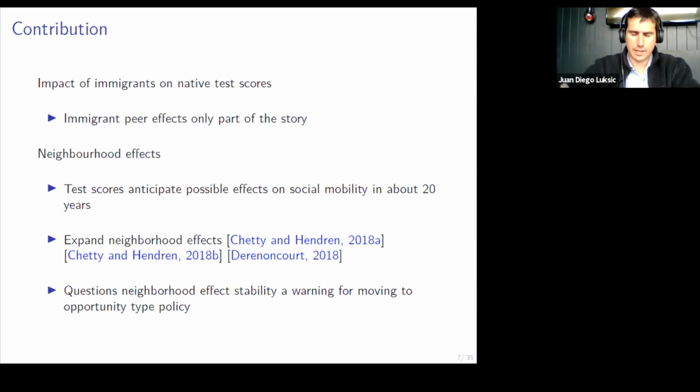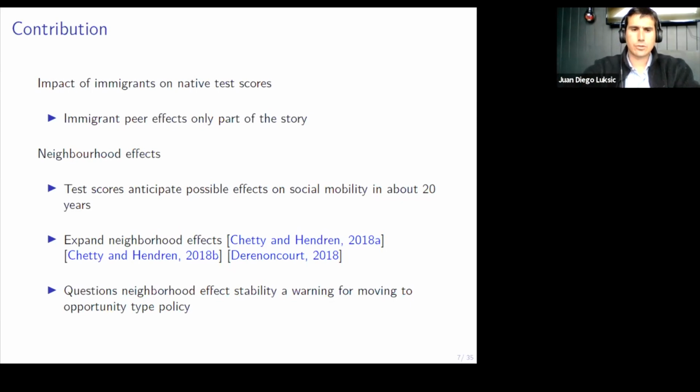I believe that I contribute to the impact of immigrants on native test scores by saying that looking at immigrant peer effect is only part of the story. If we want to have the complete one, we must look also at how neighborhoods change once immigrants arrive. I also contribute to the neighborhood effect literature by showing that we can look at test scores and anticipate possible effects on social mobility in about 20 years, assuming that we look at social mobility or income when kids are 30 years old.